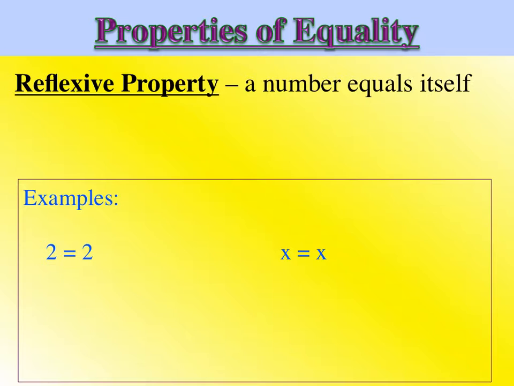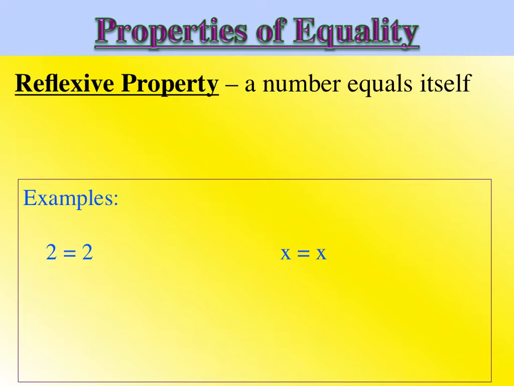So here's one of your new properties. Reflexive property states that a number equals itself. I truly don't know why we learned this property because it's super basic. The examples would literally be a number equaling itself, so 2 is 2 or x is x.